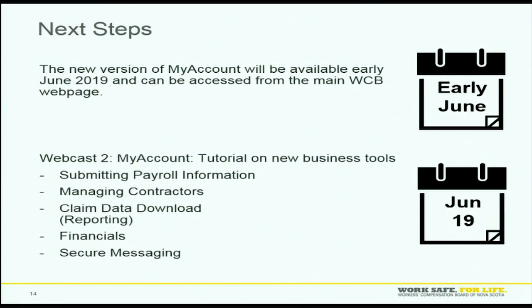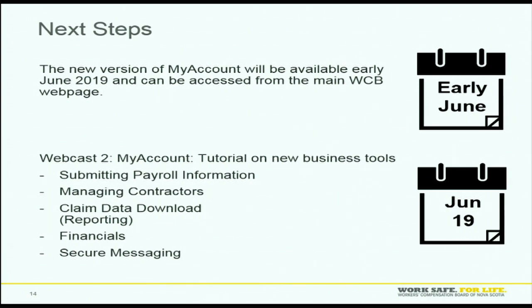A couple of important things to note, a couple of important dates. The new version of My Account is going to be available in early June of 2019. Same main WCB webpage, and the old bookmarks are going to be updated. The second webinar that I referred to several times throughout this webinar is going to go more in depth with a couple of key features that some folks are going to be using on a regular basis, and you may need to have a little bit more of a walkthrough to fully understand how the platform works.